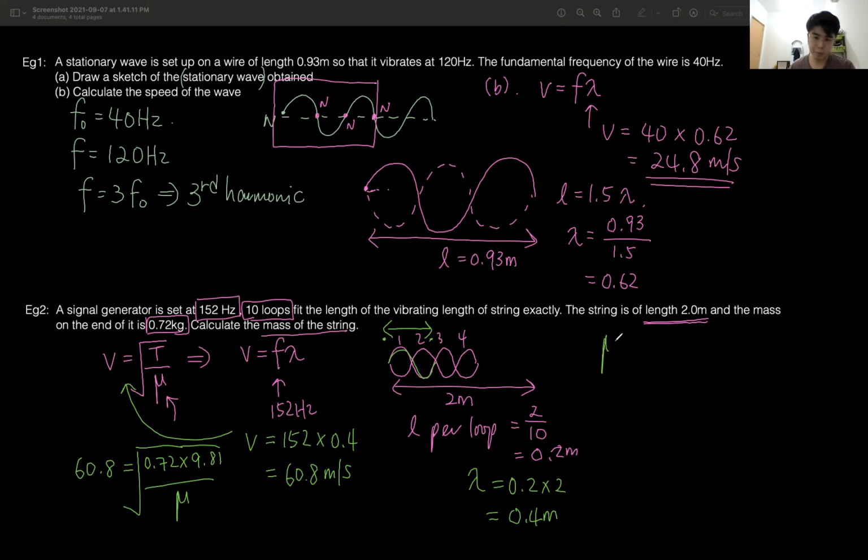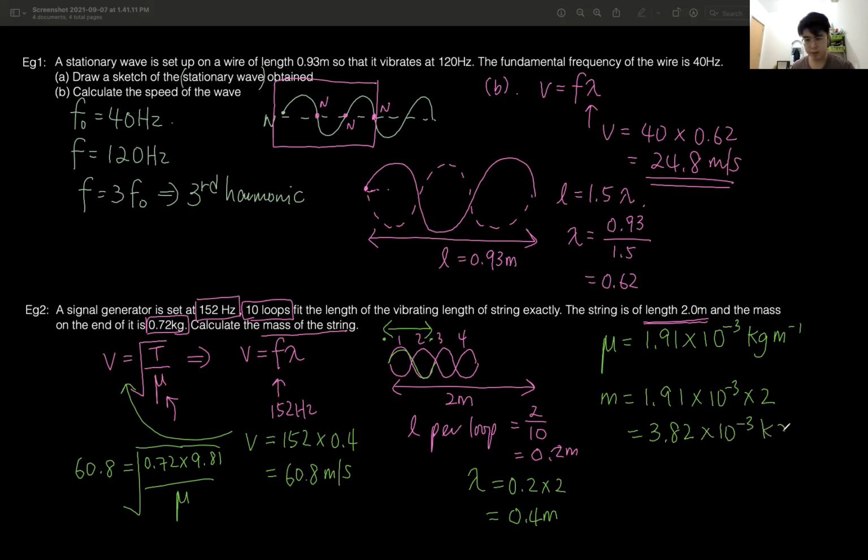Okay, so we get the mu. Mu equals 1.91 times 10 to the power of -3. Mass per unit length, so unit is kg m minus 1. Two meter, so mass equals 1.91 times 2 meter. You get 3.82 times 10 to the minus 3. This is the mass, kg. So we can put it as 3.82 gram.